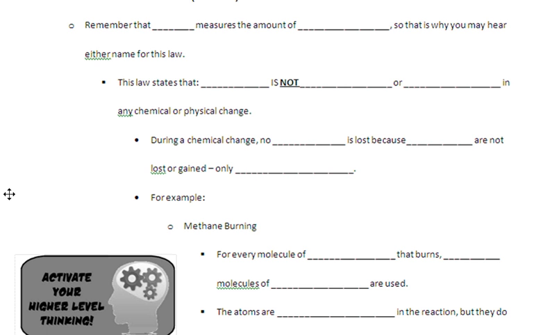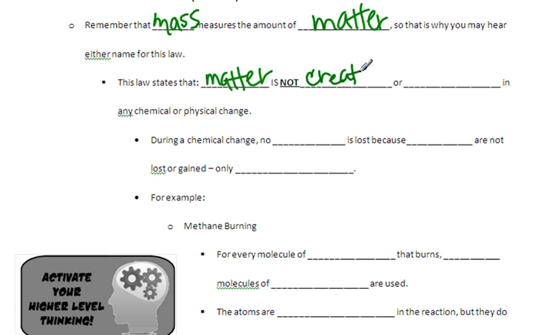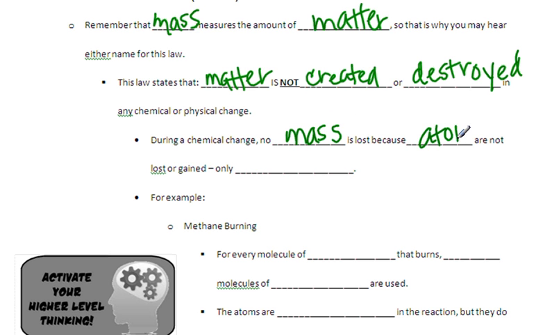Okay, so the next part is the law of conservation of mass or matter. Remember that mass measures the amount of matter using a triple beam balance, so that's why you might hear either name for this law. This law states that matter is not created or destroyed in any chemical or physical change. So you can't create it, you can't destroy it. And during a chemical change, no mass is lost because atoms are not lost or gained, only rearranged.